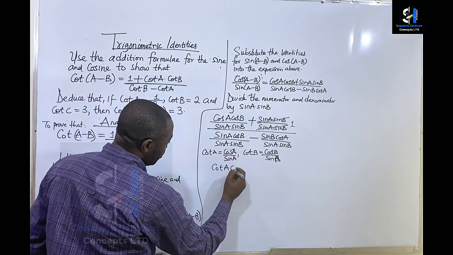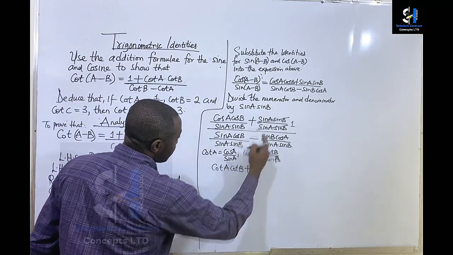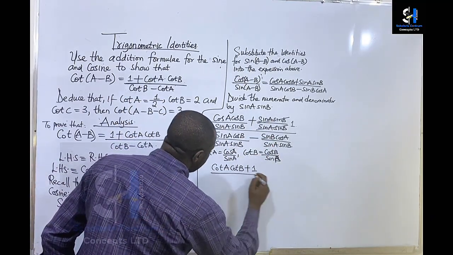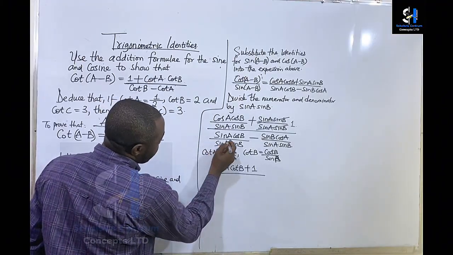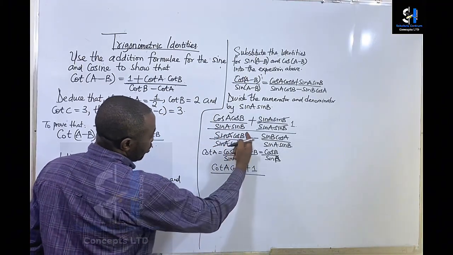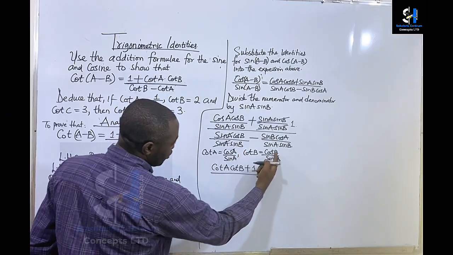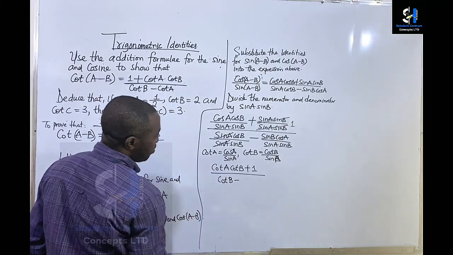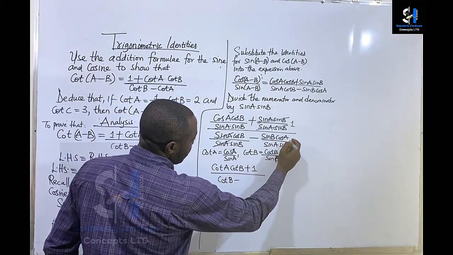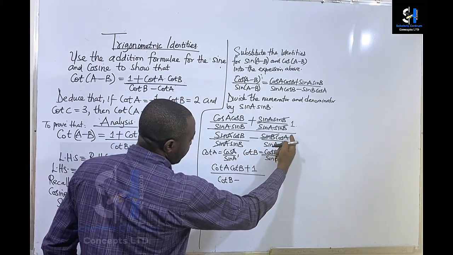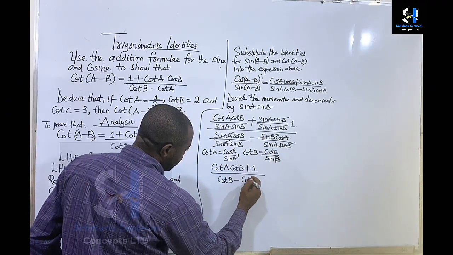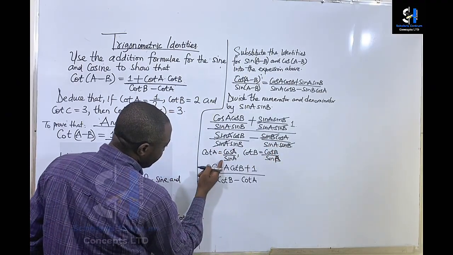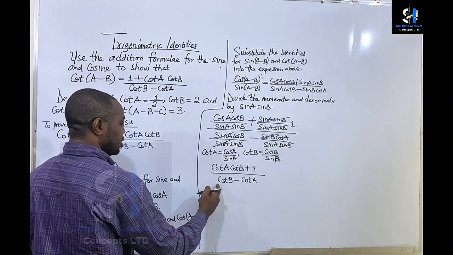Cos B over sine B will be cot B, plus this will be 1 all over. Then sine A will cancel out, and we have cos B over sine B, which is cot B. Minus, then also here sine B will cancel out. We have cos A over sine A, which is cot A. And this is the right hand side.